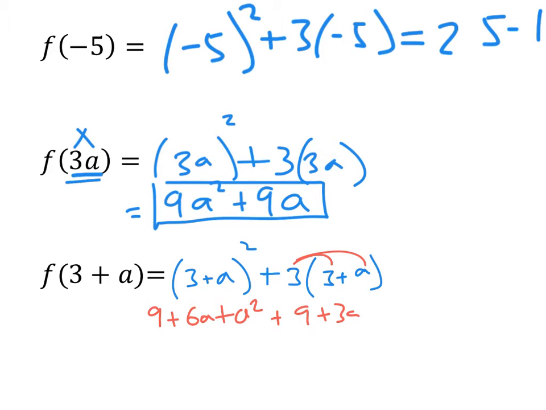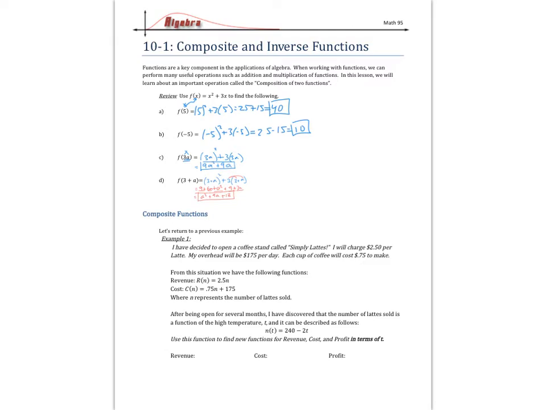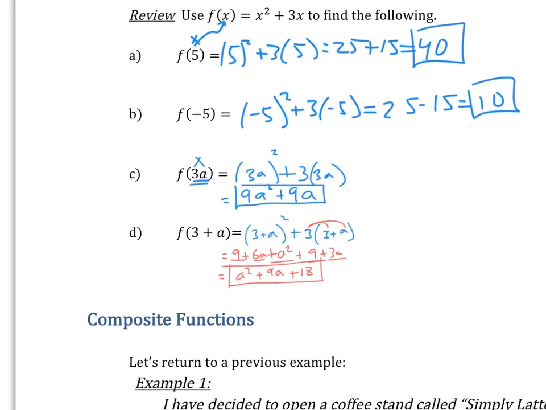Let's combine some like terms. We got a squared there. We've got a 6a plus a 3a. And we got a 9 plus a 9. That is 18. And so that is our simplified expression there. So now we can substitute all different kinds of things.